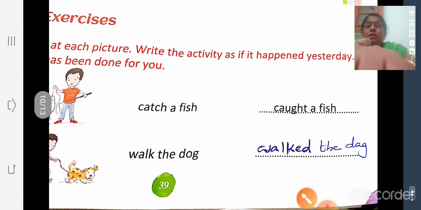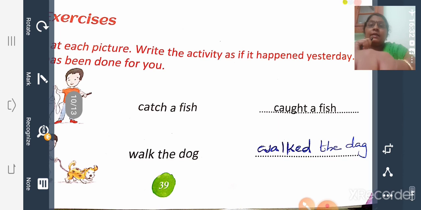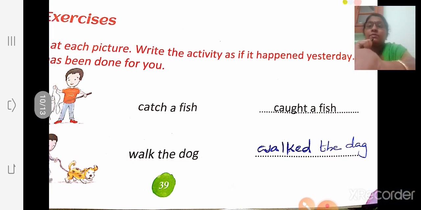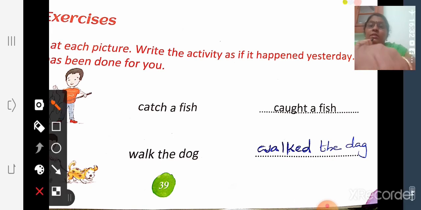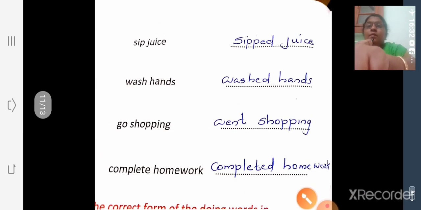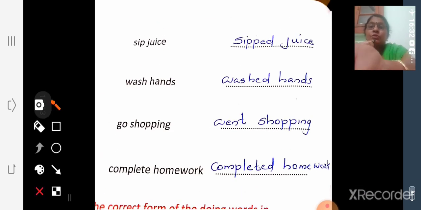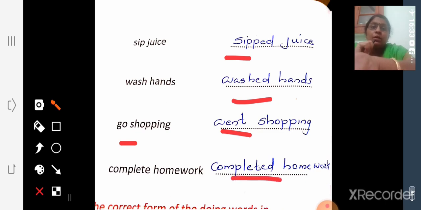Okay. Now look at the picture, write the activity as if it happened yesterday. So all these are the activities that happened yesterday. So catch, caught. That's a complete change in the word. Walk, walked. So add ed. Then sip, juice. Sipped juice. Then wash, washed. Go, went. Completed homework.